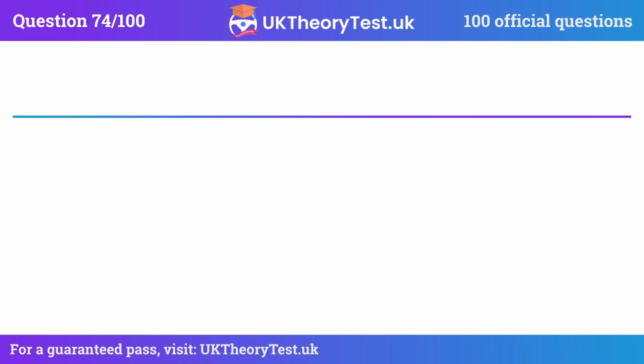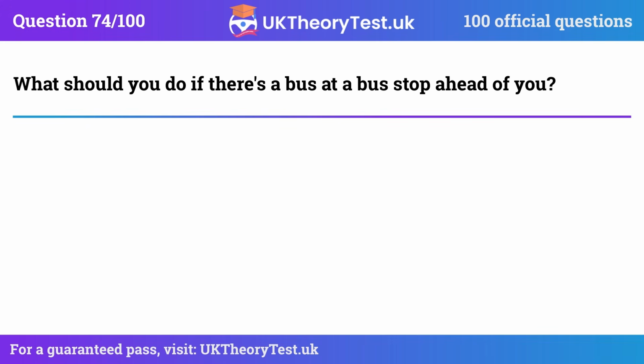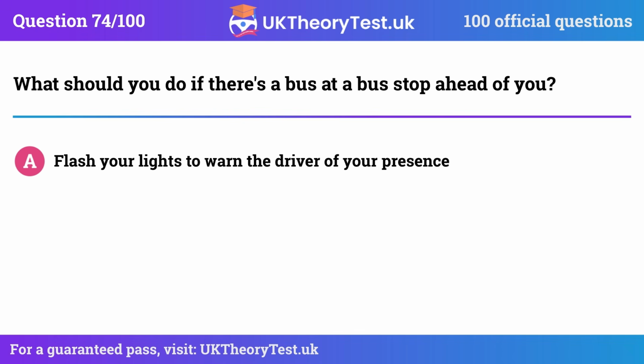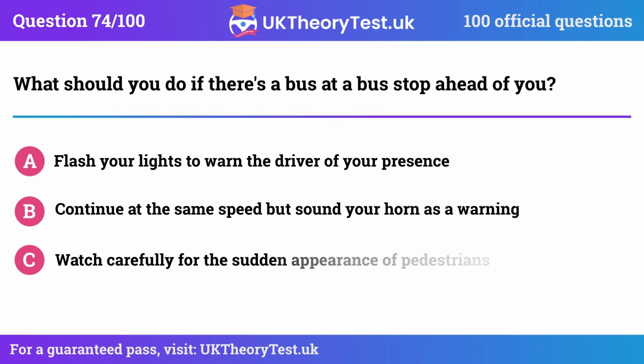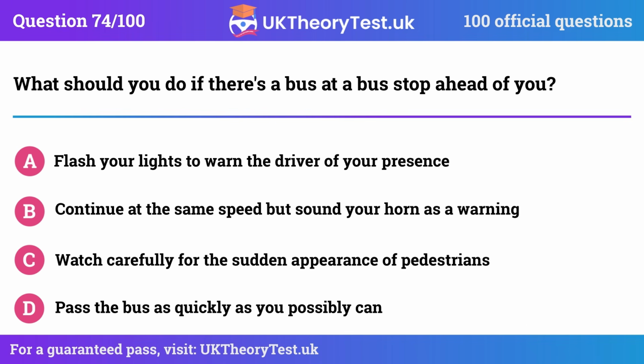Question 74. What should you do if there's a bus at a bus stop ahead of you? A. Flash your lights to warn the driver of your presence. B. Continue at the same speed, but sound your horn as a warning. C. Watch carefully for the sudden appearance of pedestrians. D. Pass the bus as quickly as you possibly can.